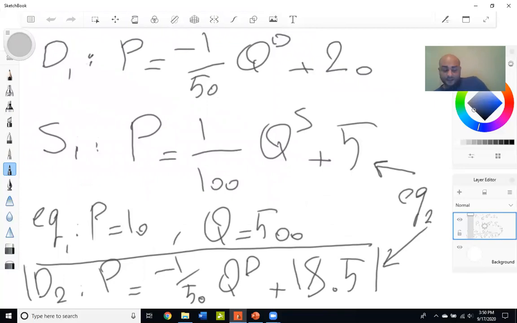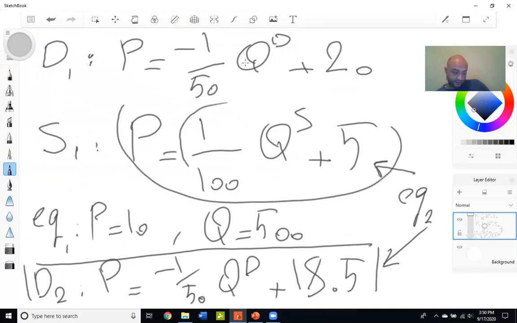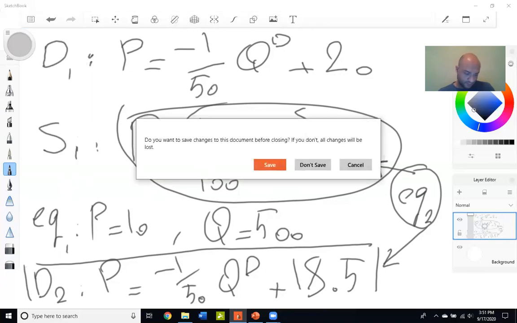Okay, when you do this, you'll have different numbers. If you put this curve equal to this curve to find this, let me open a new one.